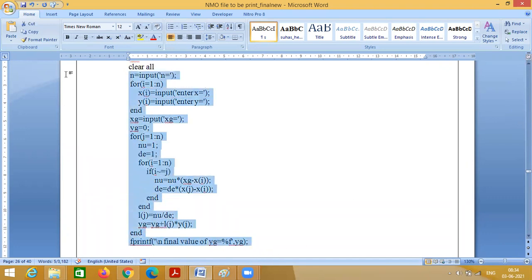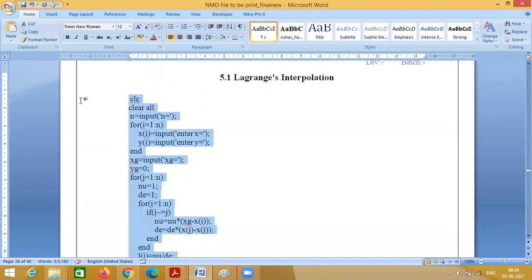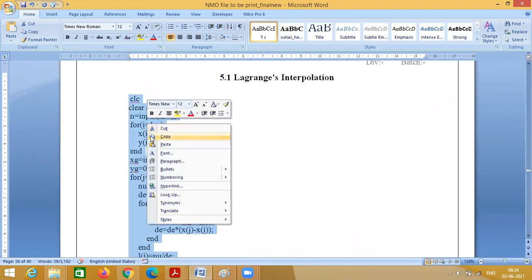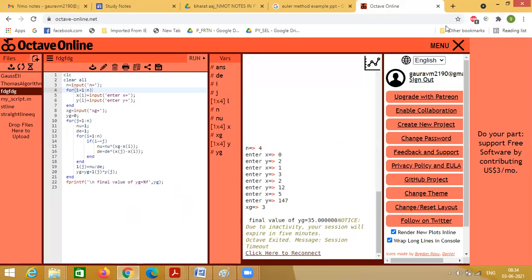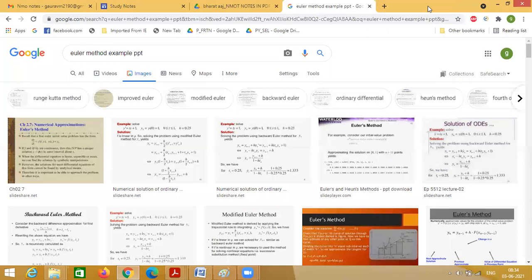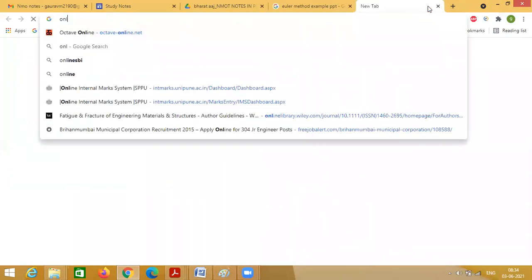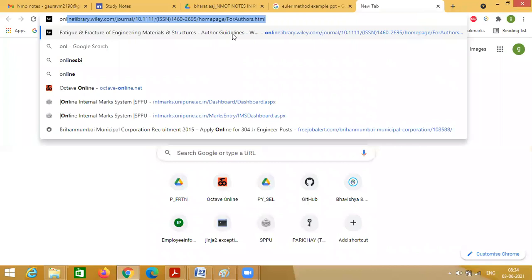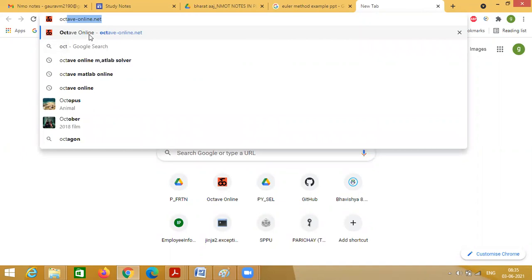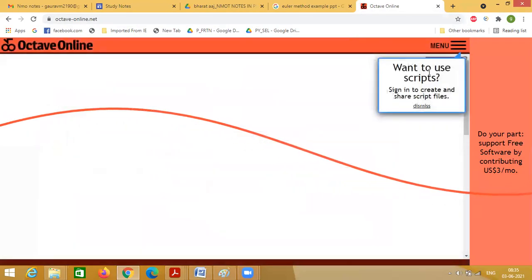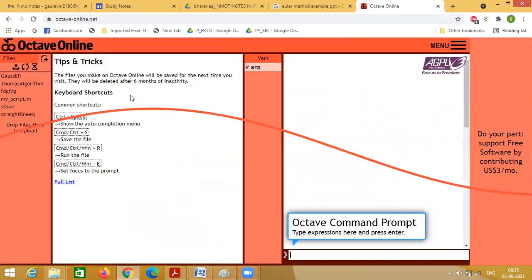So you can execute this code. You have a number of options to execute it. Whatever code you have written in Notepad or WordPad, you can run it with an online Octave solver. Here you will get the online Octave. Just type Octave online in Google. This is one of the online tools to execute the code.